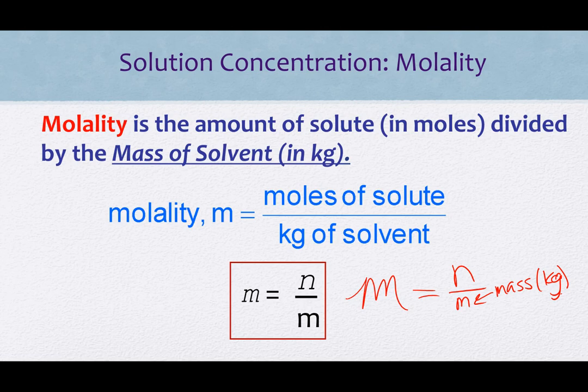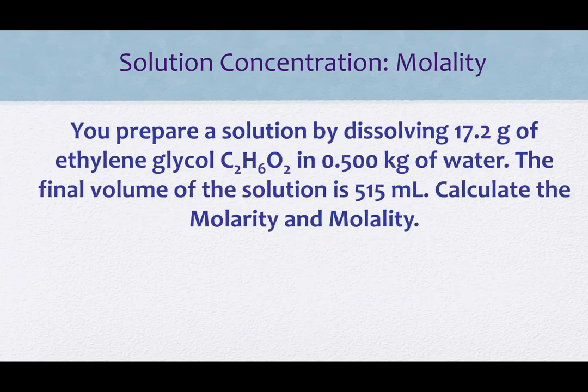So before we get much further, let's just quickly do a plug and chug problem just to see the calculations with molarity, molality, and I've certainly added a bunch of these into homework and practice problems. So here is our problem. You prepare a solution by dissolving 17.2 grams of ethylene glycol in 0.5 kilograms of water. The final volume of the solution is 515 milliliters. I want you to calculate the molarity and the molality. So this will give us an opportunity to kill 2 birds with 1 stone.